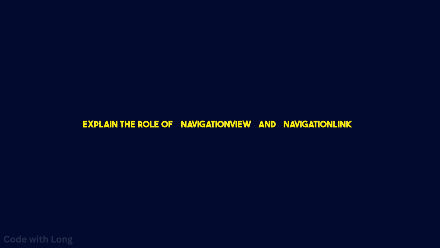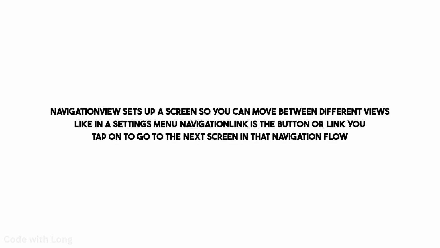Explain the role of NavigationView and NavigationLink. NavigationView sets up a screen so you can move between different views, like in a settings menu. NavigationLink is the button or link you tap on to go to the next screen in that navigation flow.